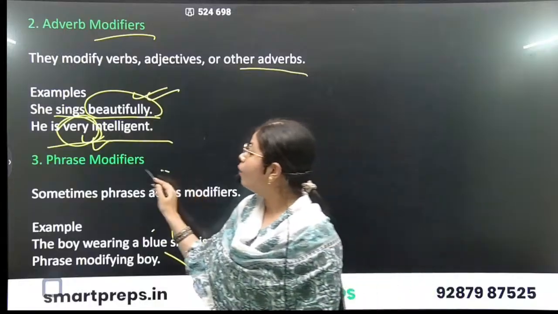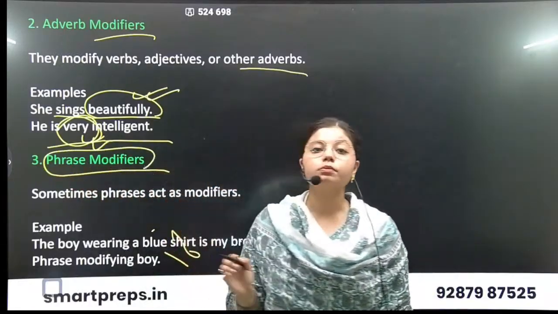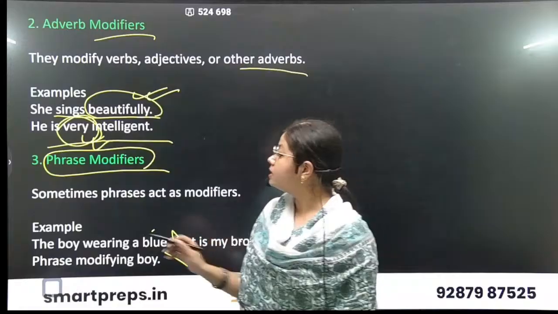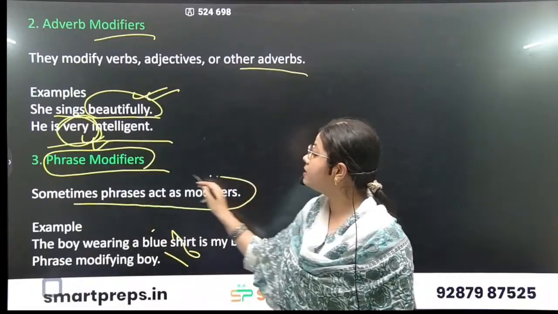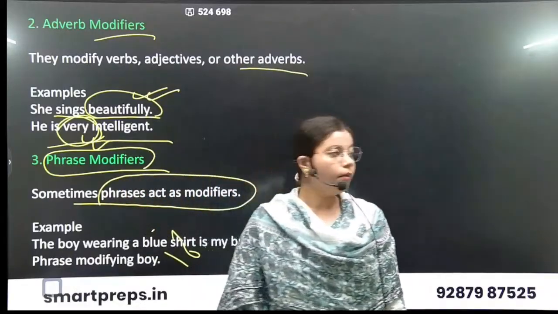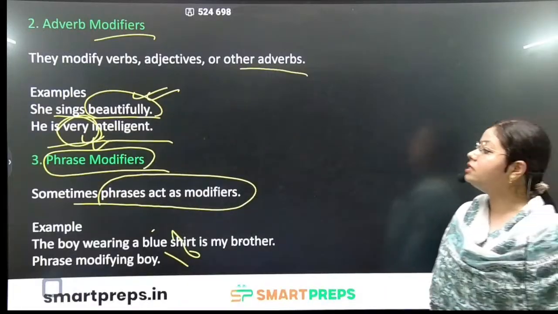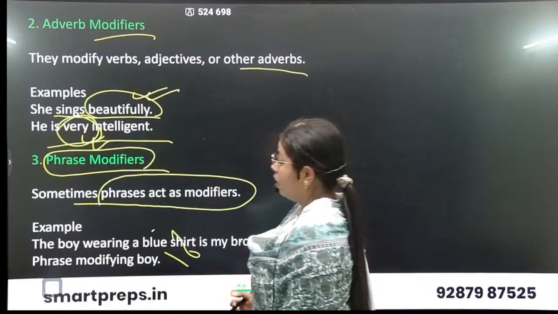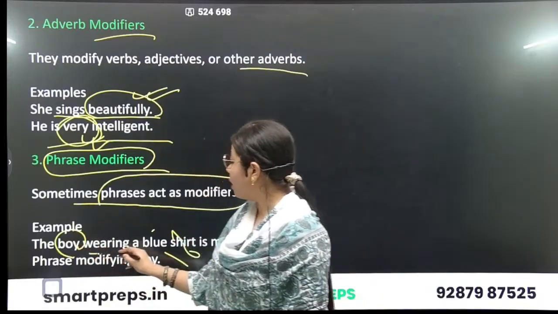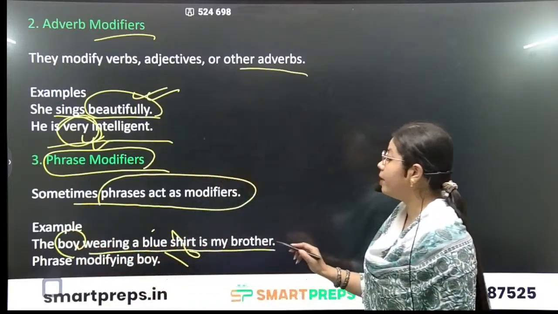Now, there is one more type, that is phrase modifier. Okay, phrase, sometimes phrases act as modifiers. More than one or two words which consist of a phrase or a sentence also act as a modifier. For example, the boy wearing a blue shirt is my brother.